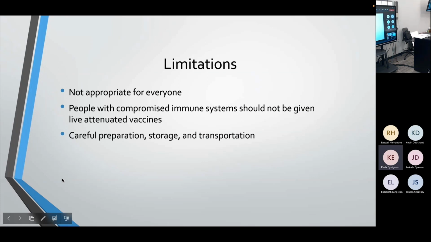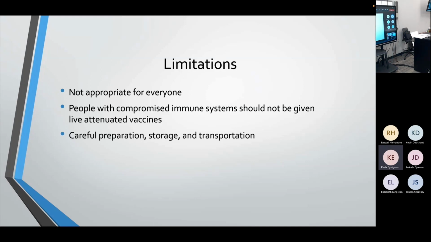So while they are strong and robust and give long-term immunity in most healthy individuals, there are some cases where these vaccines may not be appropriate, specifically individuals with compromised immune systems, either due to chemotherapy, HIV, or primary disorders or immunodeficiency diseases. So these people should not be given live attenuated vaccines.